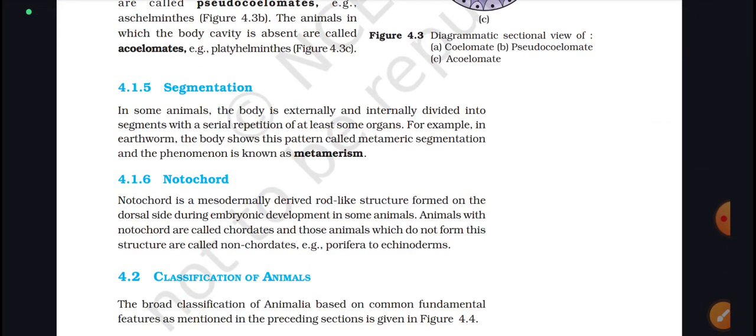Notochord. Notochord is a mesodermally derived rod-like structure formed on the dorsal side during embryonic development in some animals. Animals with notochord are called chordates, and those animals which do not form this structure are called non-chordates. Example: Porifera to echinoderms.